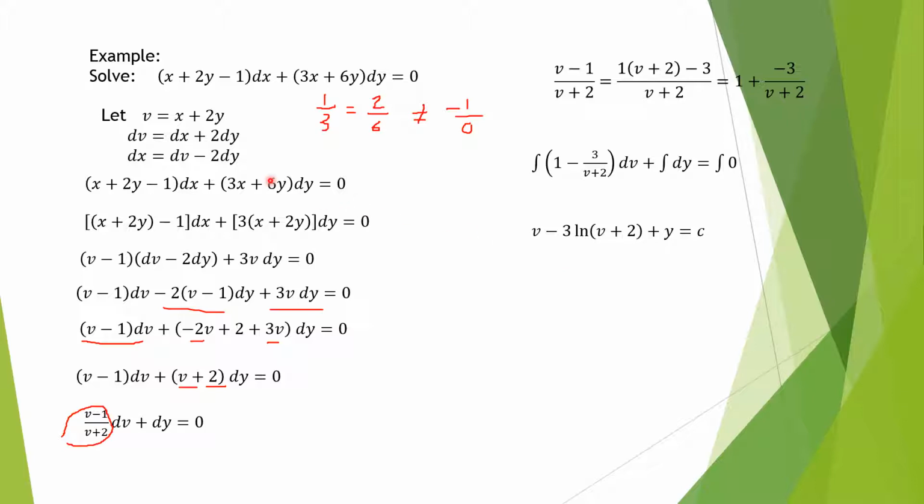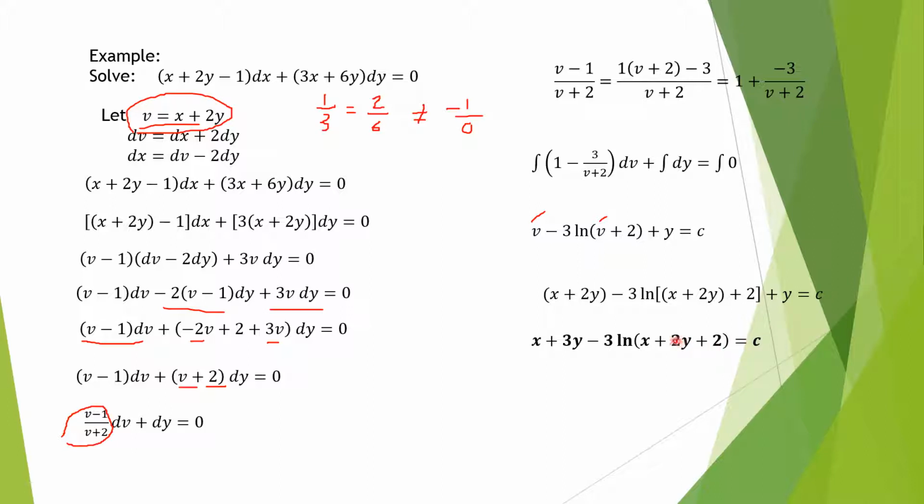And then returning the variable, you have to return here that v is x plus 2y, using this transformation again. So this v and this v will be replaced by x plus 2y. So you have x plus 2y minus 3 ln of x plus 2y plus 2 plus y is c. Finally simplifying, that is just x, combine this 2y and y, that's 3y, and this is your final answer now: x plus 3y minus 3 ln of x plus 2y plus 2 is c.